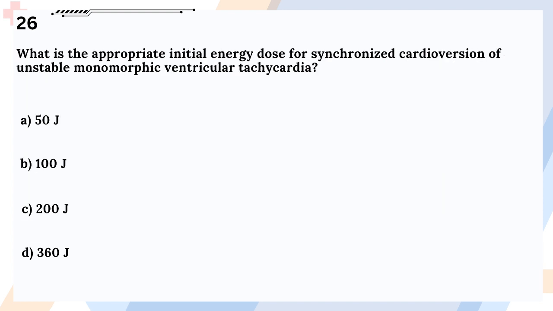Question 26. What is the appropriate initial energy dose for synchronized cardioversion of unstable monomorphic ventricular tachycardia? A. 50 J. B. 100 J. C. 200 J. D. 360 J.